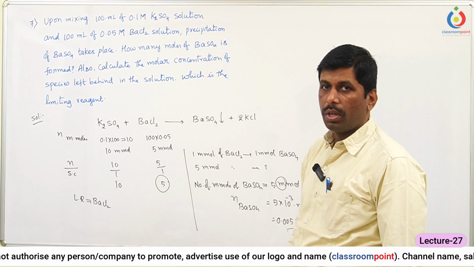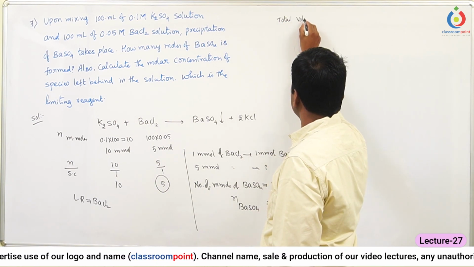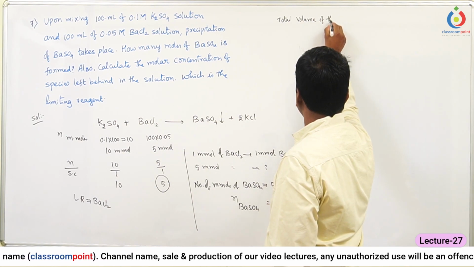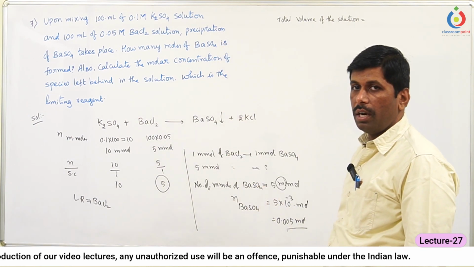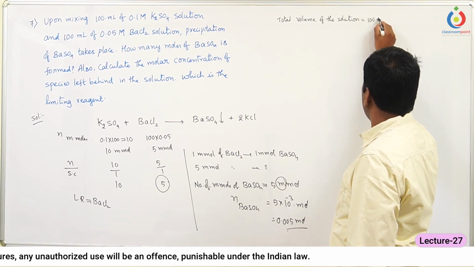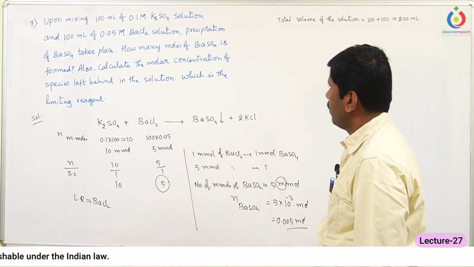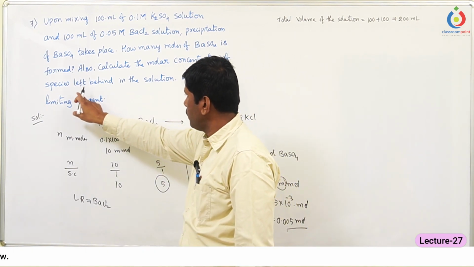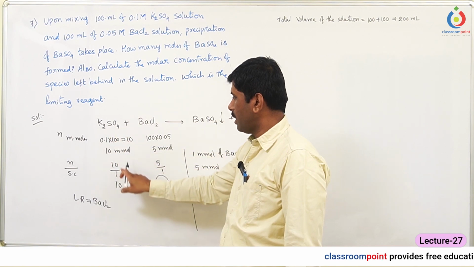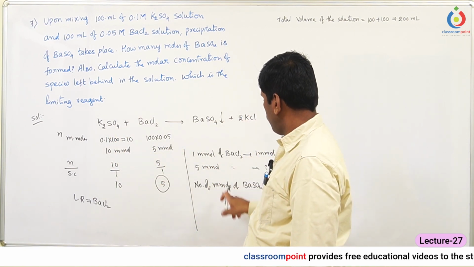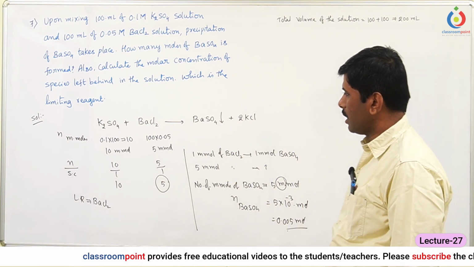For that we need to calculate the total volume of the solution first of all. So the total volume of the solution equals, there are two solutions, 100 plus 100 ml. So 100 ml plus 100 ml gives 200 ml of the solution. Now they are asking to calculate the molar concentration of the species left behind in the solution. So which are the species left behind here? Potassium sulfate is left behind, and barium sulfate, whose moles we already calculated, and potassium chloride; all are left behind in the solution. So let us try to calculate here.